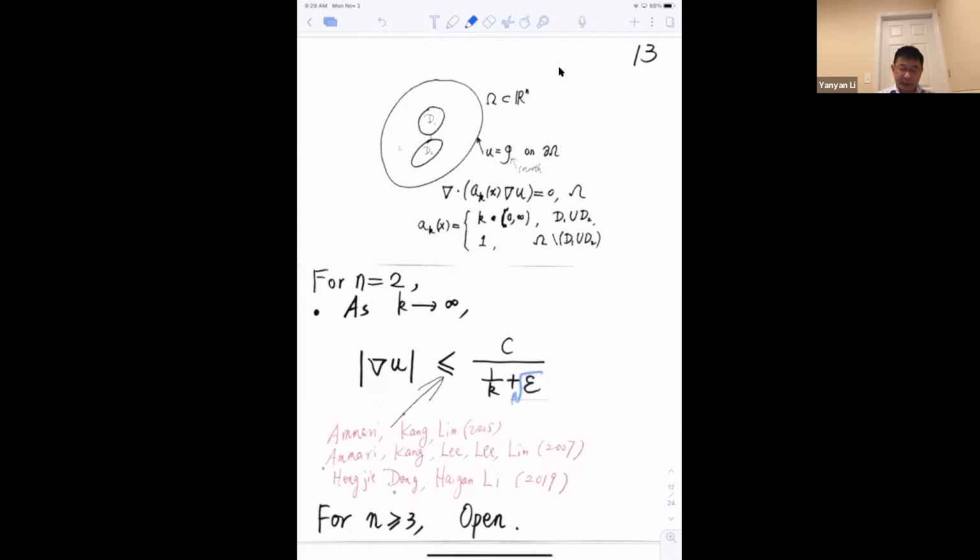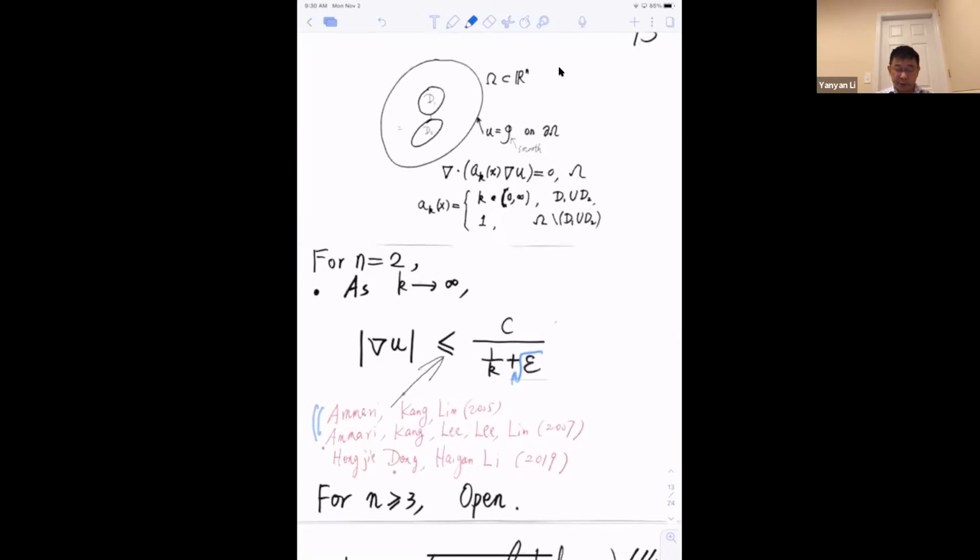And this was first identified by Ammari, Li, and Lim in the two-dimensional case, in R2, with two disks. This was identified, and the proof is much more than that. They can pin down much more, different radii and so on, different k1, k2, and so on. Then the proof, localized and with general domains in 2 dimensions, was made by Hongjie Dong and Haigang Li.